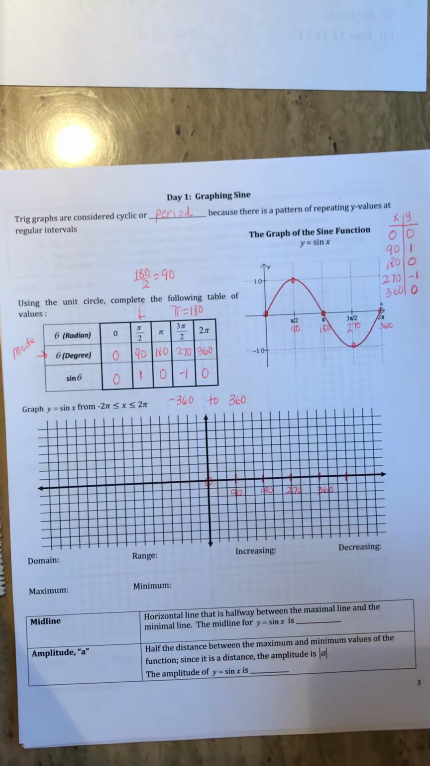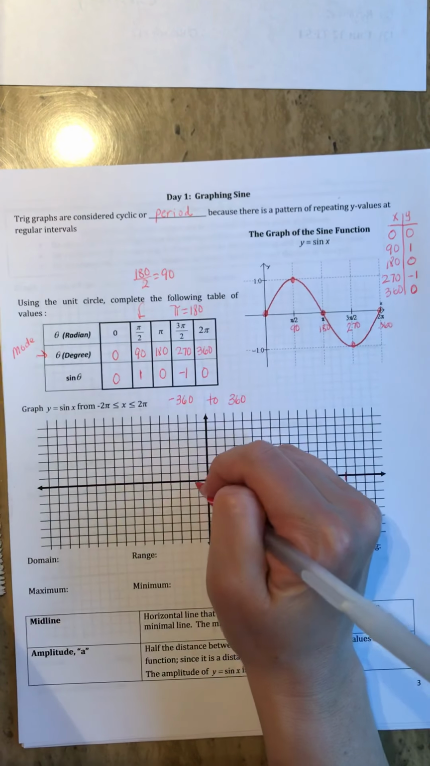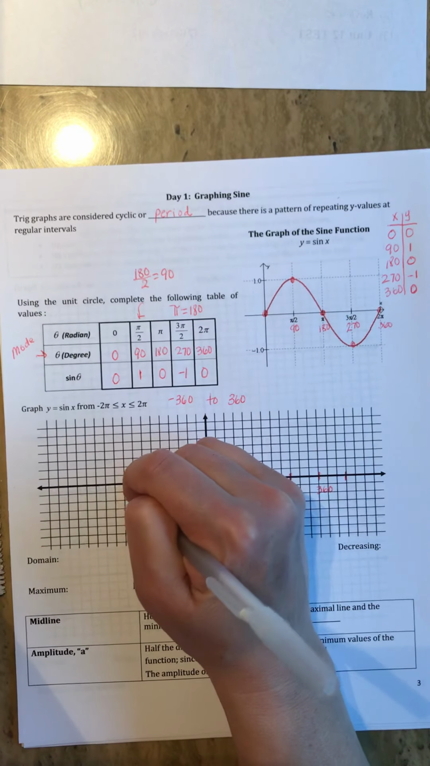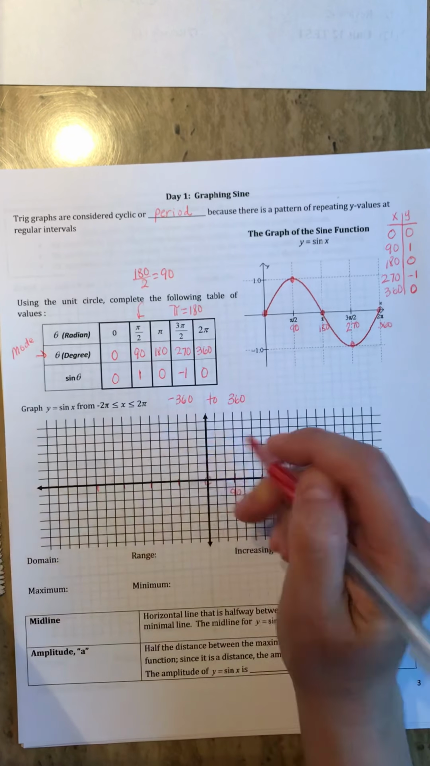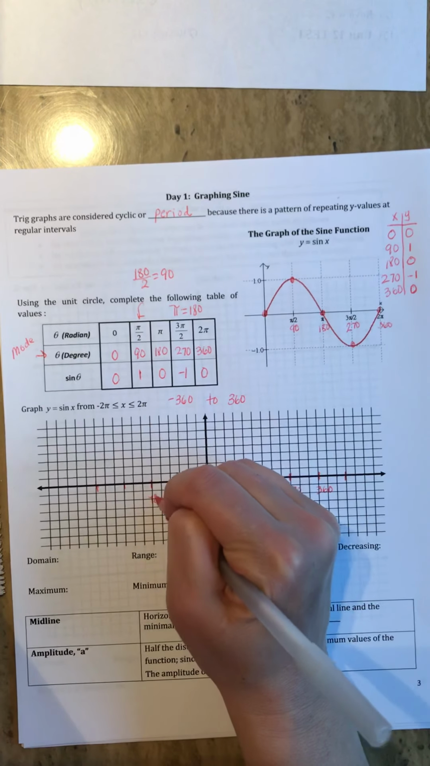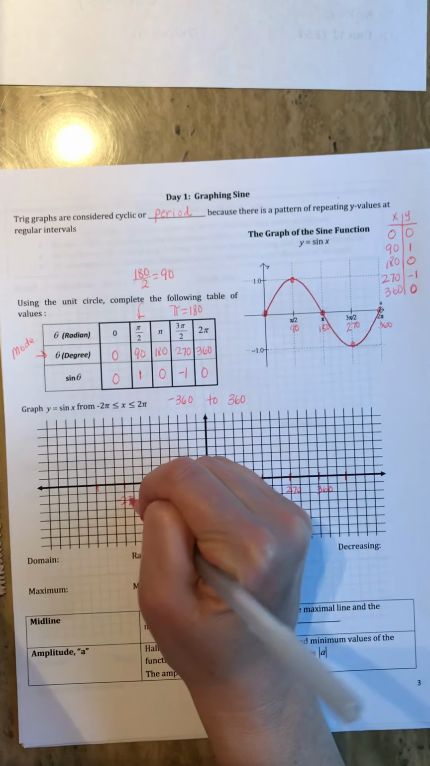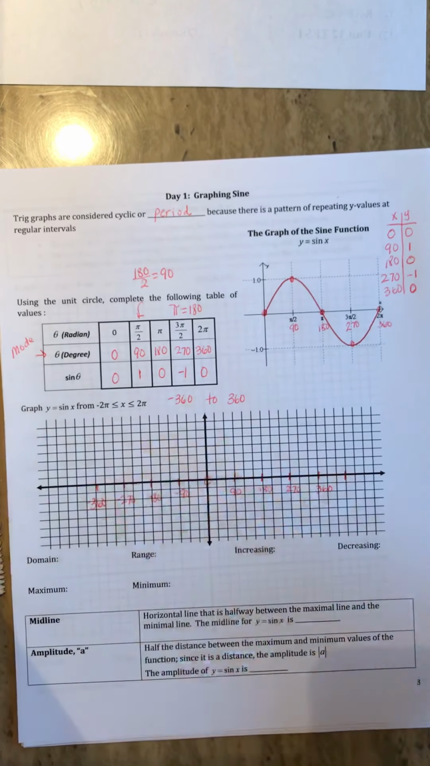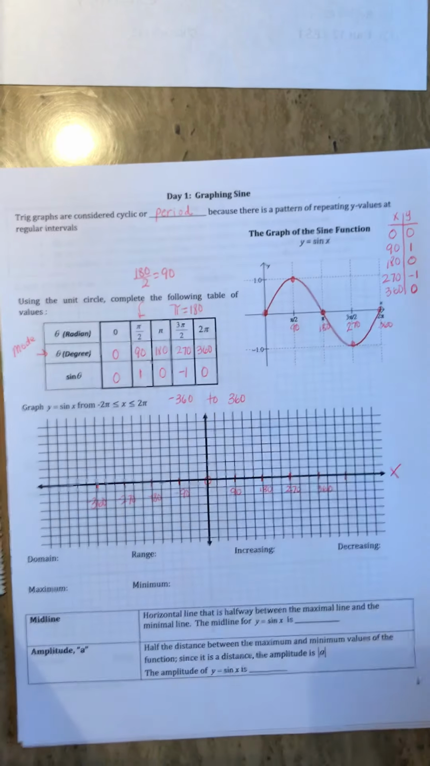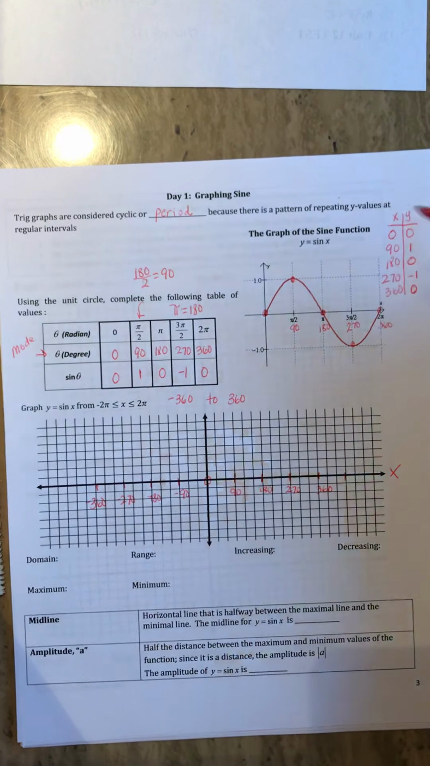We're actually going to stop at 360. And then 1, 2, 3, 1, 2, 3, 1, 2, 3, 1, 2, 3. This is negative 90, negative 180, negative 270, and negative 360. Okay, so this is our x, and here's our x information right here.